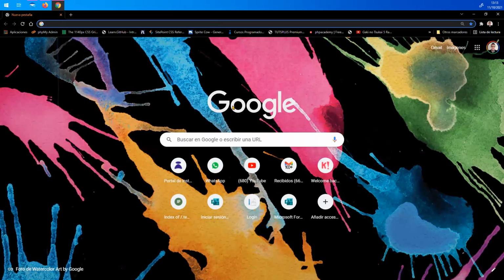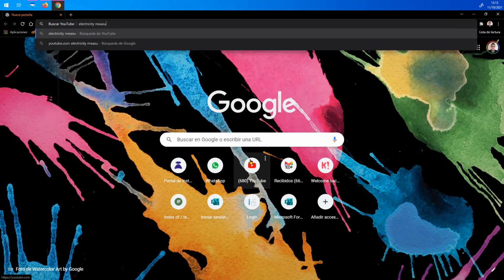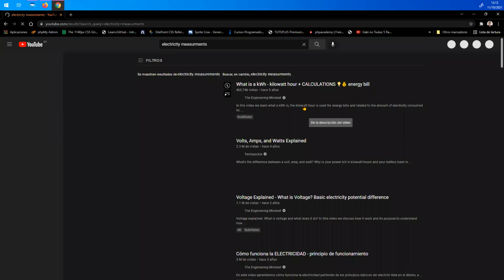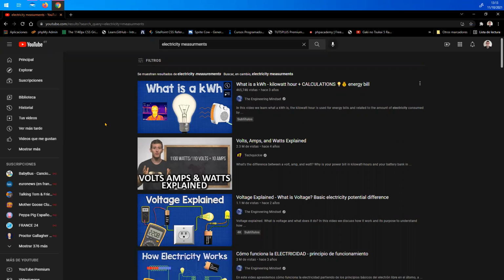So in electricity, we have some measurements. So as for electricity, we have different terms for electricity. Let's watch a video first, and then we move through some measurements for the electricity measurements. That's badly written, it's measurements with an E.